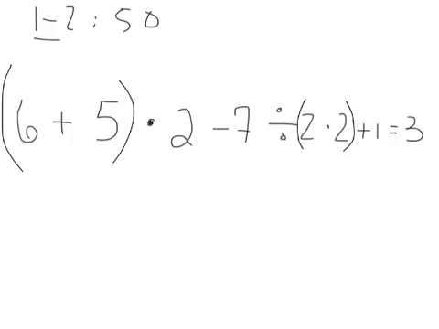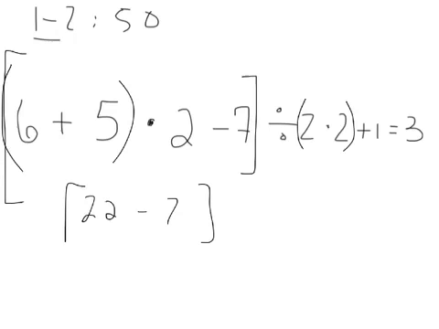So 6 plus 5 is 11 times 2, 22 minus 7 is 15. No, but then you need parentheses like this. Hold on. You need a bigger parentheses like this. And you need to do parallels. Okay? Alright. If you want to subtract the 7, that works. And then that would be 15, right?